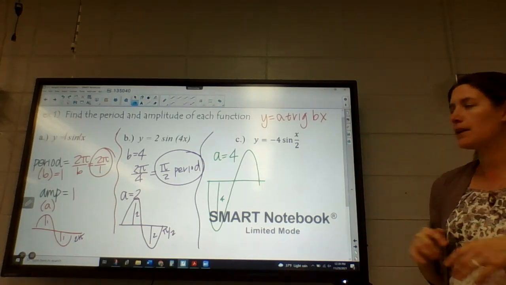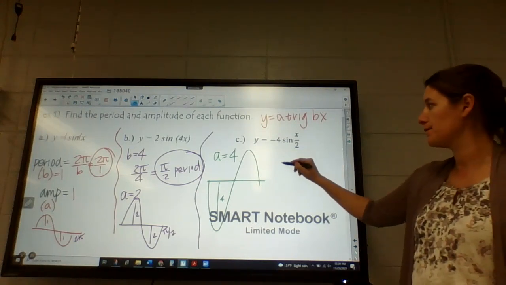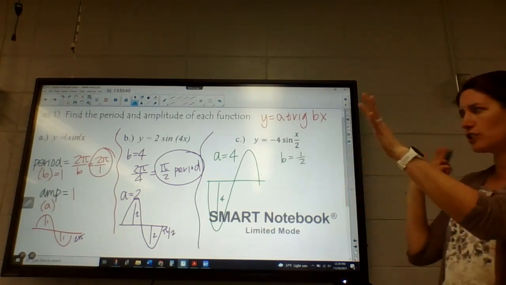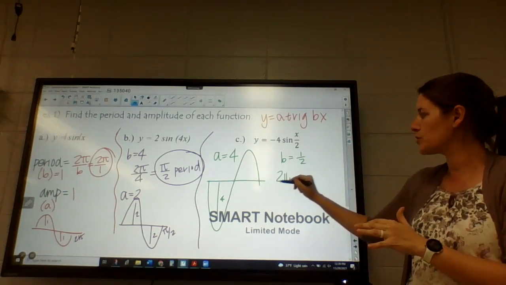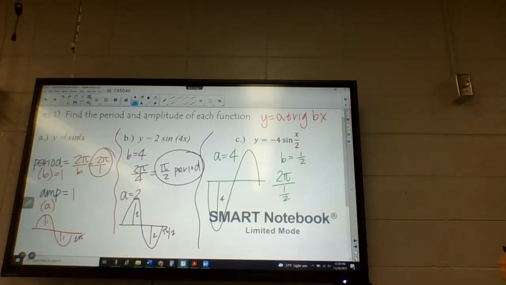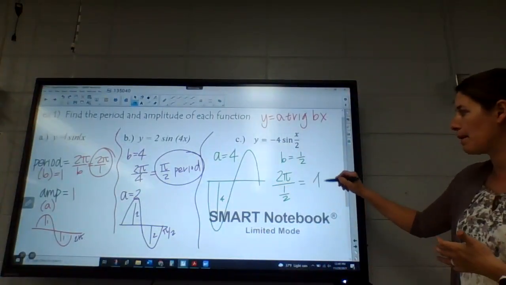All right, now for the period. What's the B value in this case? B is actually a half. Now the B is not the period, so just make sure that's clear. The B helps us determine the period. So to find the period, we do 2 pi divided by a half. We don't really divide by fractions. Instead, you can do it in the calculator, or you multiply by the reciprocal. So dividing something by half is really the same thing as multiplying it by 2. So this actually becomes 4 pi as my period.